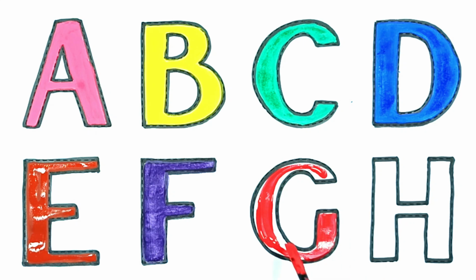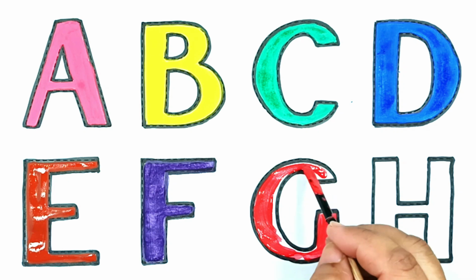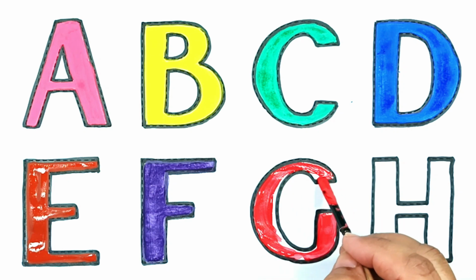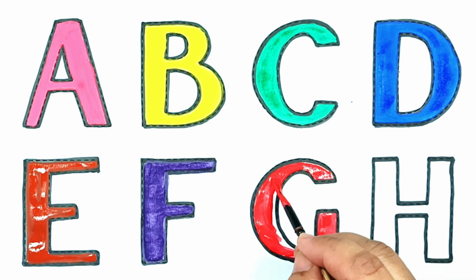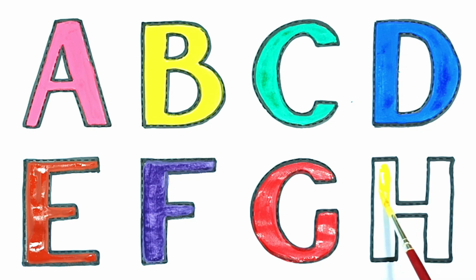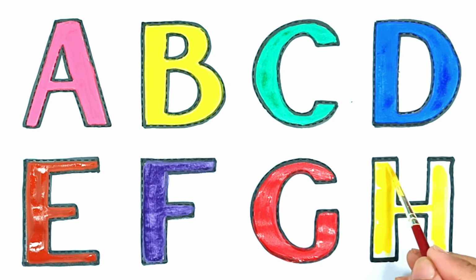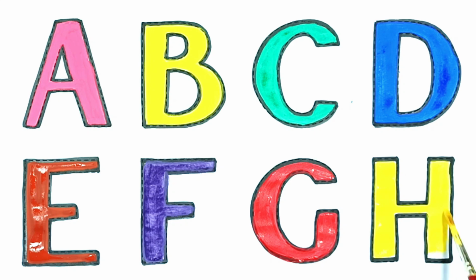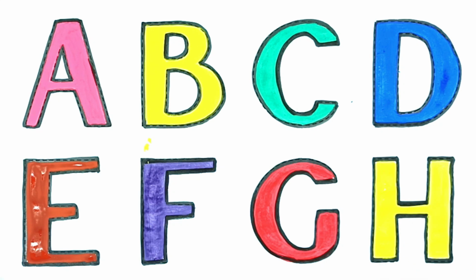G is for guitar. G is for glass. G is for games, you play every day. H is for hammer. H is for hat. H is for hair, and your grandpa's is gray.